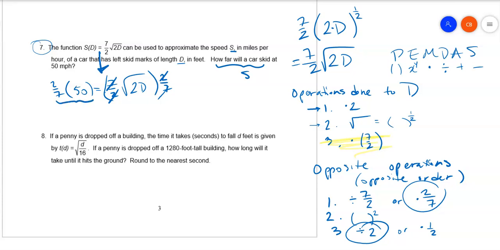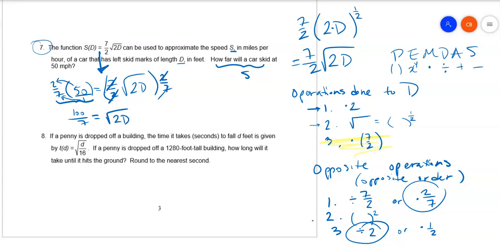This whole thing, I'm going to multiply the 50 times the 2 and get 100, and then go over 7. Because remember, 50 is like 50 over 1. And so the 50 goes times the 2, you multiply the tops, and you multiply the bottoms. 7 times 1 stays as 7. And so this thing equals, all we have left is the square root of 2d.